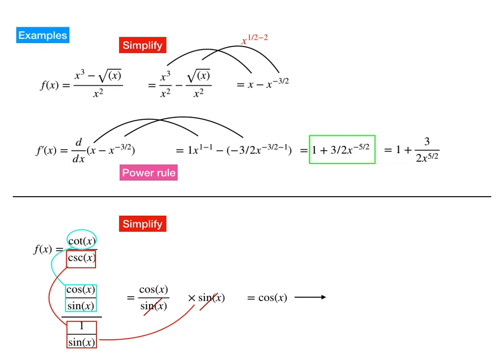So you simplify the function f of x down to just cosine of x. So we just need to find the derivative of cosine, which is negative sine of x. So by the conclusion, if f of x is cotangent of x divided by cosecant of x, then f prime of x, the derivative of f of x, equals negative sine of x.